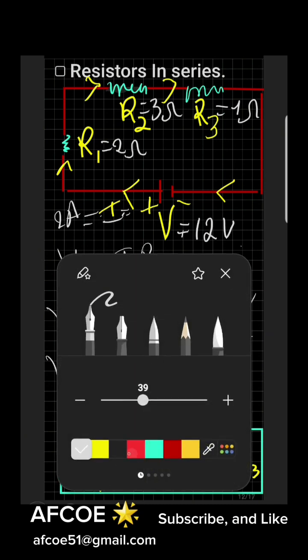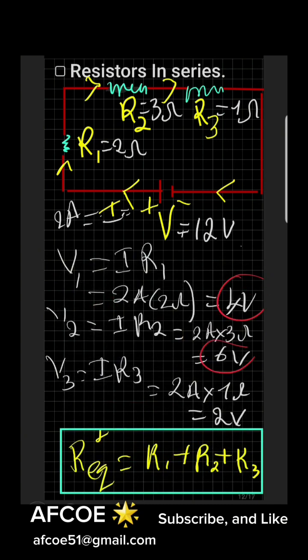Okay, now please let me highlight these values. 4 plus 6 plus 2. Please, what is 4 plus 6 plus 2? 6 plus 4 is 10, plus 2 is 12 volts. That is the voltage of the battery. So each time you have resistors in series, I repeat, each time you have resistors in series, the sum of the voltage drop across all the resistors is equal to the source EMF, or the source voltage. So we have summed it here. We have 4 volts drop across this resistor, 6 volts across this, and 2 volts across this. If you sum all, you get the 12, and that is all about resistors in series.